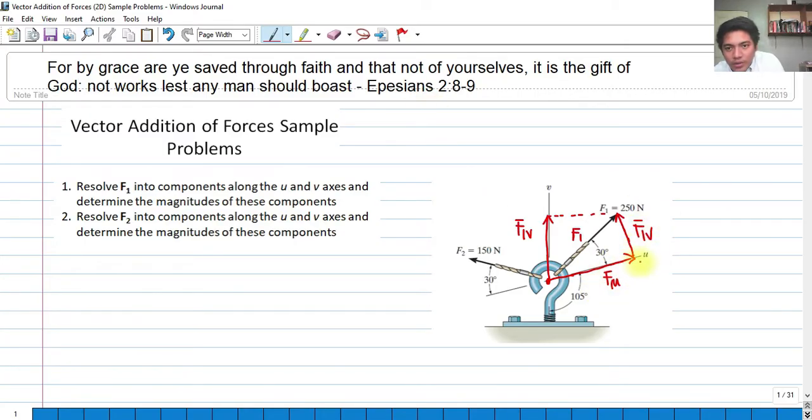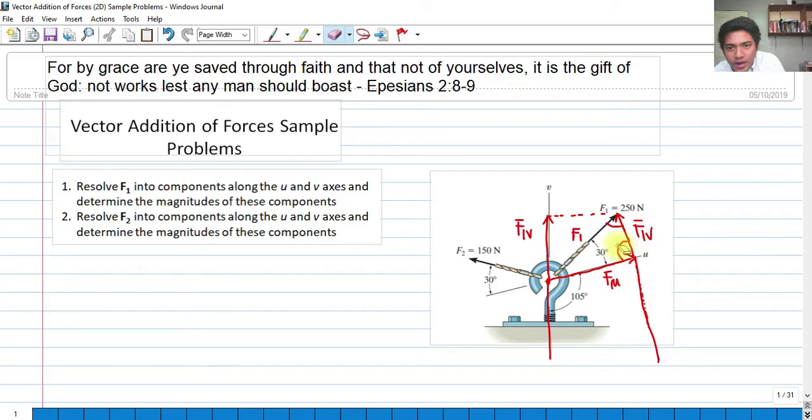So how do we do that? We need to get the angle here, and we need to get the angle here. Of course, we are given an angle of 105 here. If I'm going to extend F1v such that this is extended to here, as you can see, this 105 angle will be the same as this because they are vertical angles, and vertical angles would be congruent.